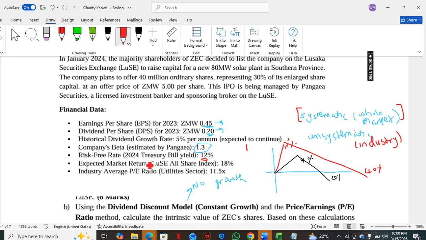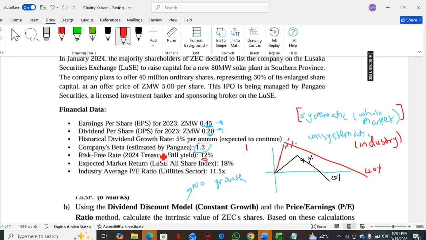Expected market return is 18%. This is just the average return that you're going to get if you invest in any company within the Lusaka Securities Exchange. On average, expect a return of 18%. That's what the expected market return is. On average, if you invest in any shares in any company, you get 18%.